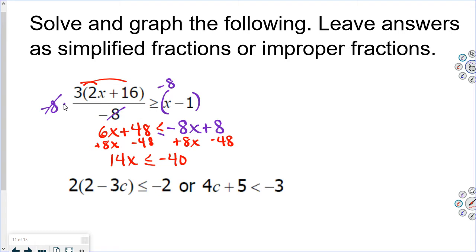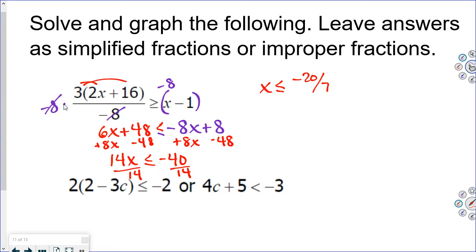Now notice we do have to then go ahead and divide, and we're going to get in the habit of leaving things in fraction form or improper fractions. It does say that in the directions. So we're going to go ahead and divide by 14. And so at this point, we have x is less than or equal to, and when we simplify that -40 over 14, we would get -20 over 7.